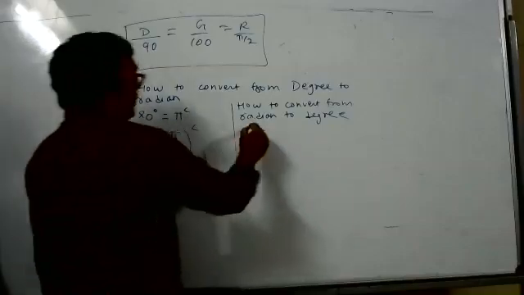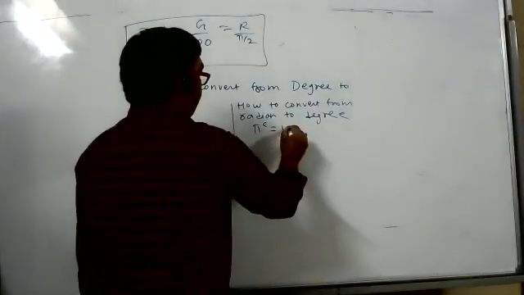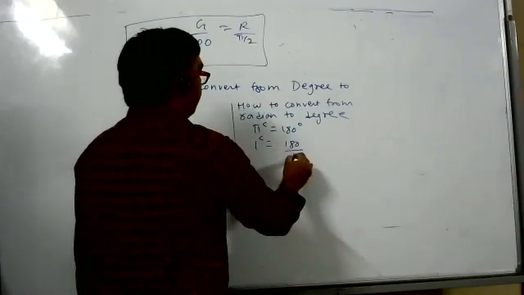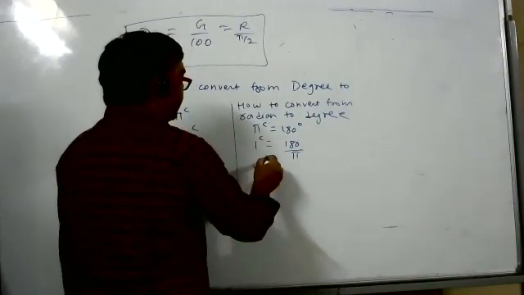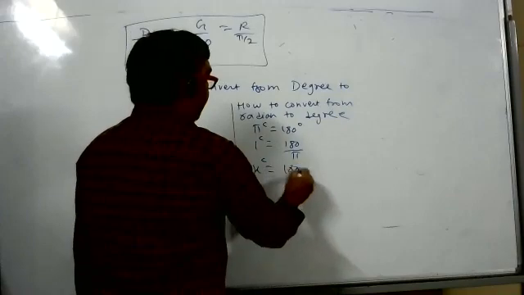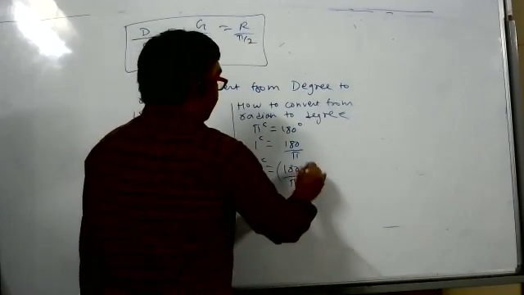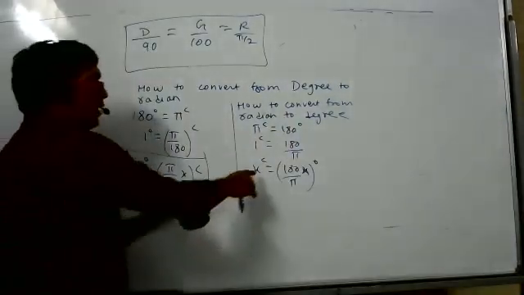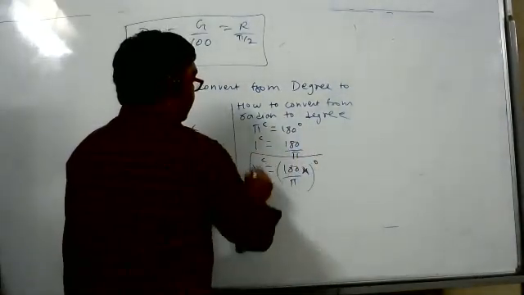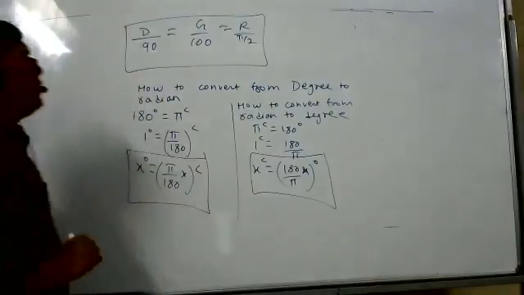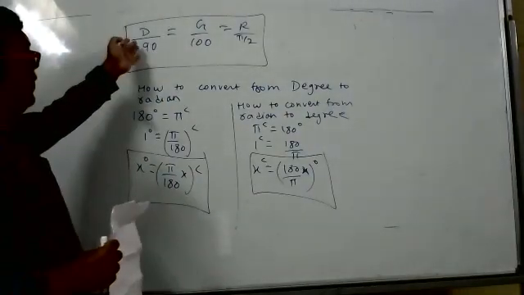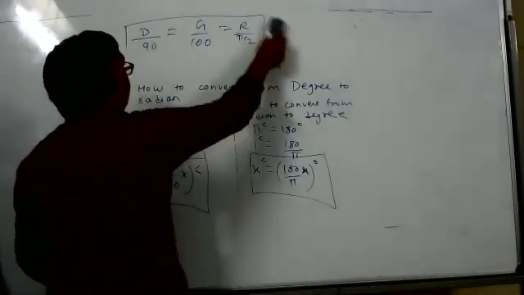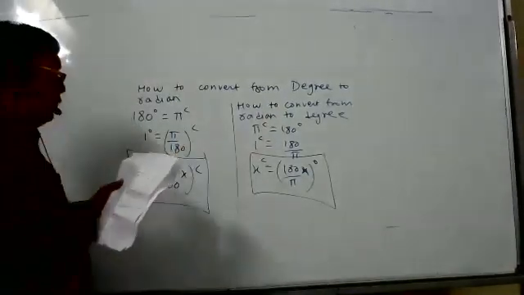Same thing, pi radian is equal to 180 degree, unitary method. 1 radian is equal to 180 by pi. X radian is equal to 180 by pi into x degree. You can do it from the beginning in the exam, or you can remember the last result and do the sum. Based on this I will do one sum.